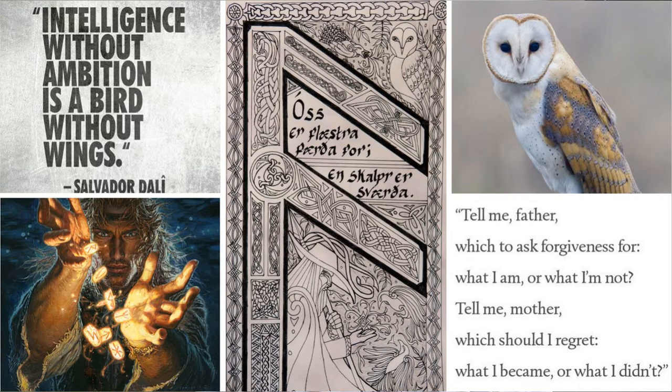Then I also just have a picture of an owl because they represent knowledge and wisdom. And then the final quote in the bottom corner just goes along with how Garrick struggles a lot with his identity, just like Juno does, and the legacy of his family.